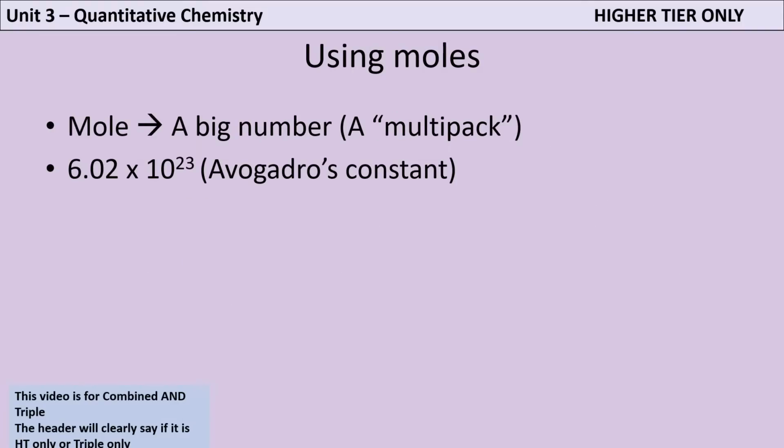So this mole is just a big number, right? You understand that if I say a dozen, that means 12. And if I say a million, that means 1 with 6 zeros after it. So if I say a mole, that means 6.02 times 10 to the 23, which is also known as Avogadro's constant or Avogadro's number. Yes, you are supposed to know that number.